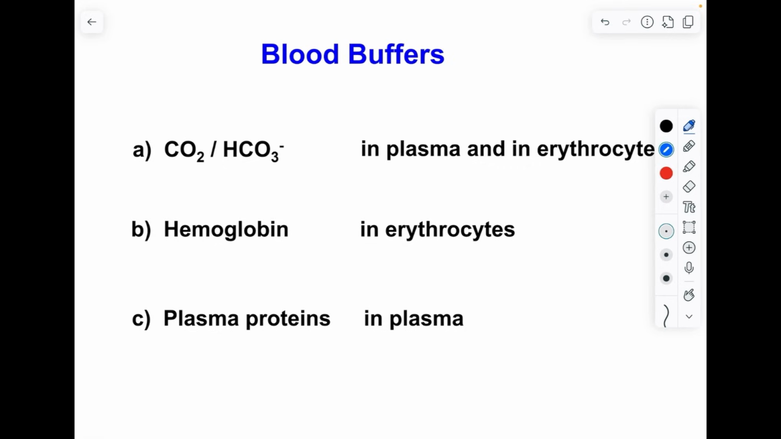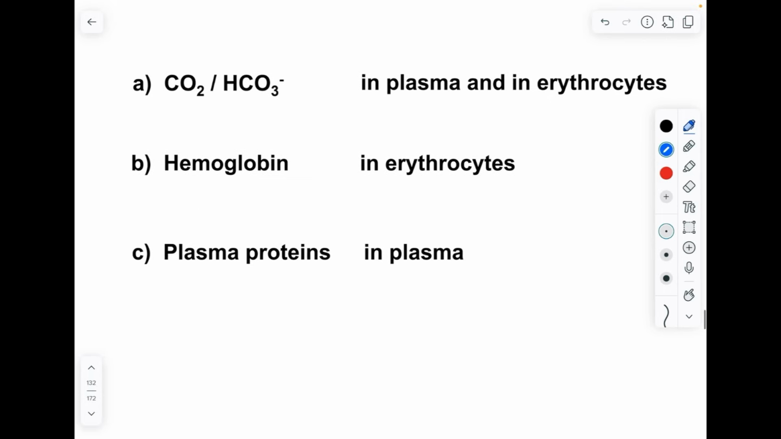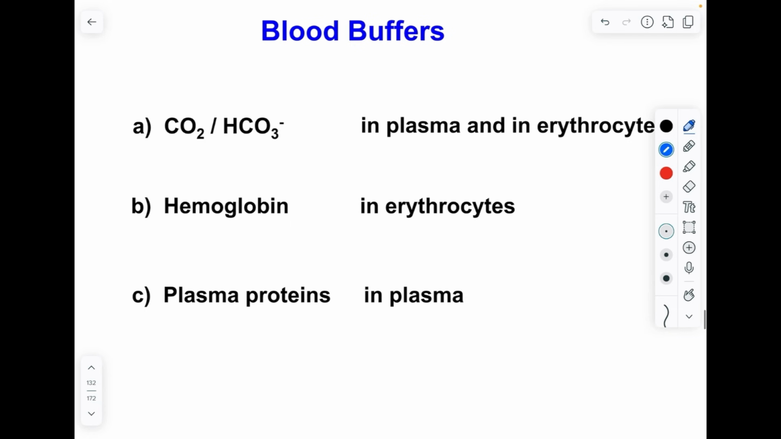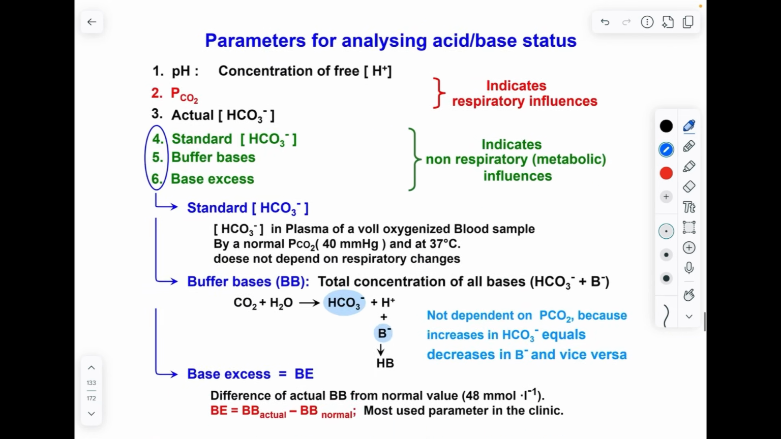Okay, the blood buffers, as you can see, we discussed them: bicarbonate, hemoglobin, plasma proteins. Why is it not phosphate? Because we have low concentration in extracellular fluid. Now gets the fun part. Parameters for analyzing acid and base status.